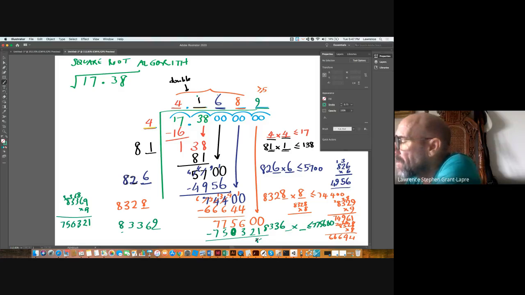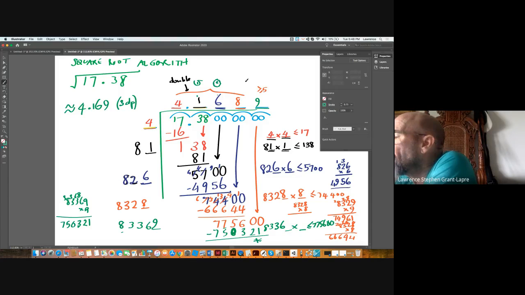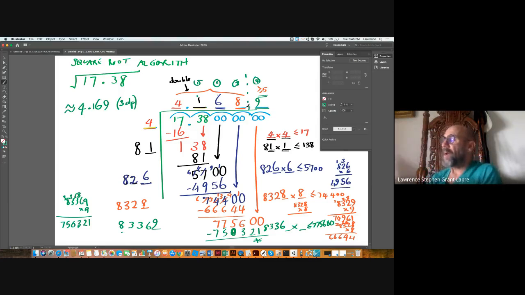So it doesn't matter. I'm going to stop right there and say that the answer is approximately 4.169. And we round that off to 3 decimal places because we found 4. 1, 2, 3, 4. We found 4 decimal places. We only found the last one so that we could round up or leave it as an 8. And we're going to round it up.